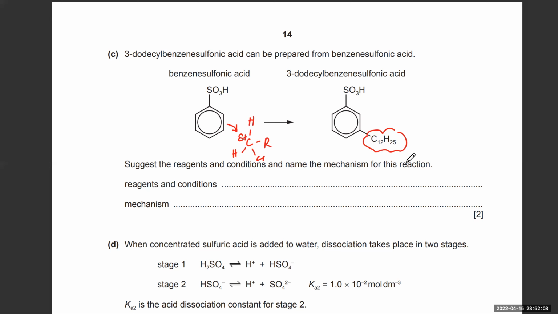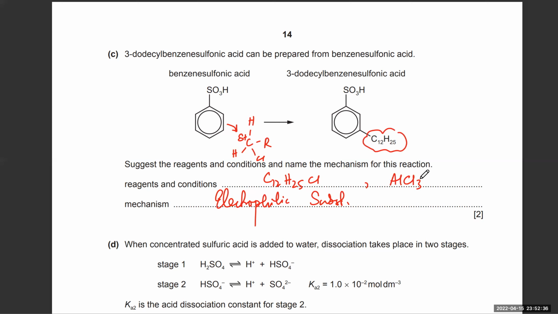So you need a chloroalkane. The carbon chain would be C12. It's going to be C12H25, and it's going to have a Cl somewhere, so that one of the carbons has a slight positive charge. The mechanism is electrophilic substitution. And the conditions are, you need a catalyst, AlCl3.